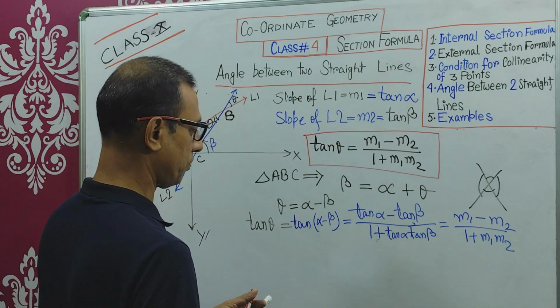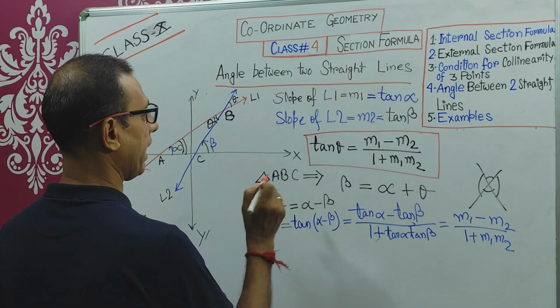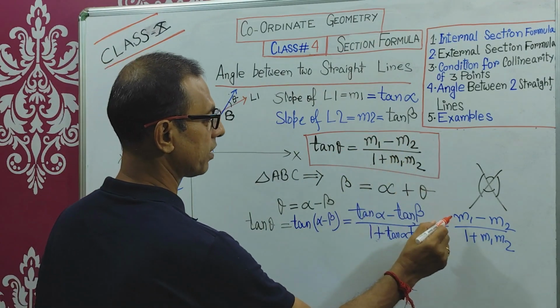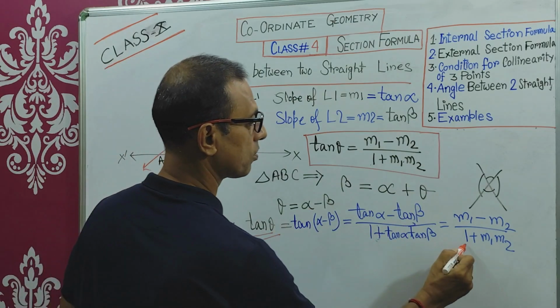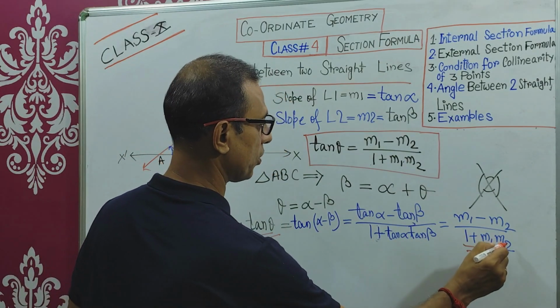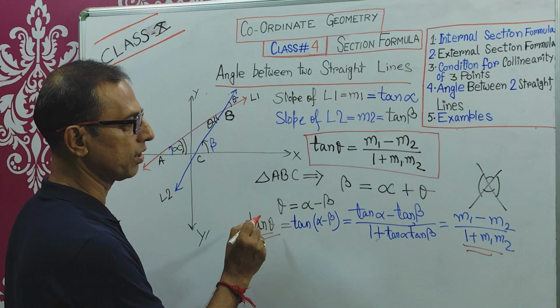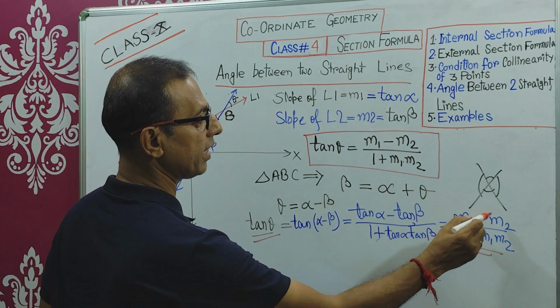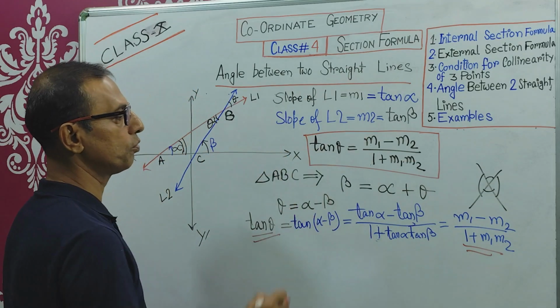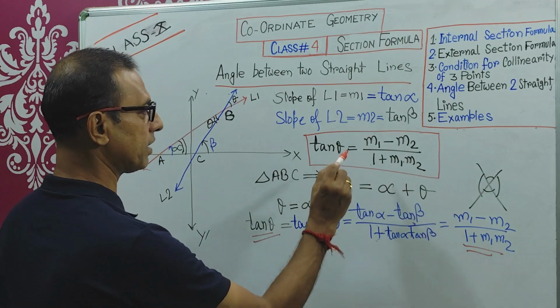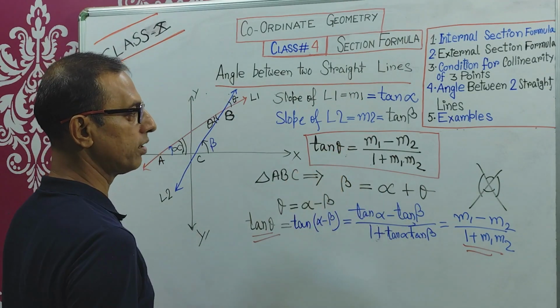So this is the formula we had already. Tan theta equals m1 minus m2 by 1 plus m1 m2, where theta is the intersection angle between two straight lines, and m1 and m2 are the gradients or slopes of the two given lines. Okay, got it? So you need to remember this formula. This is a very important one, right?